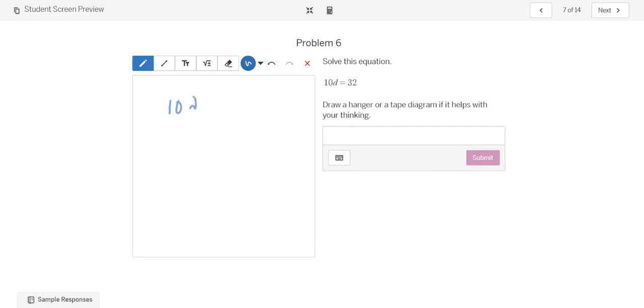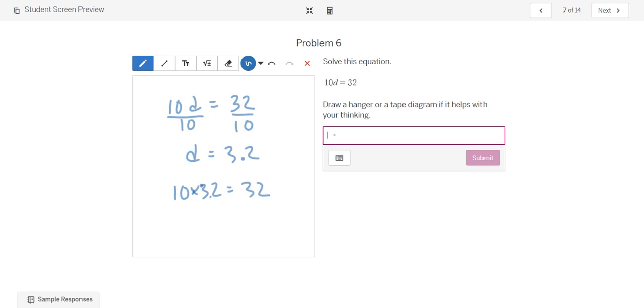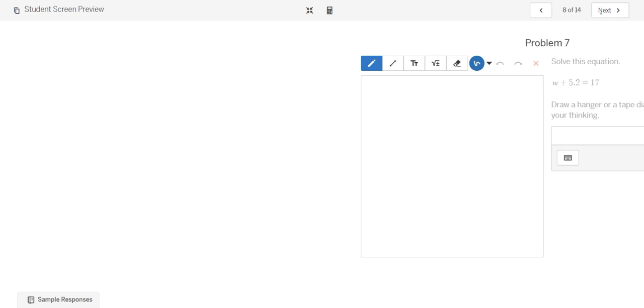10d equals 32. The d is the variable. They're multiplying by 10, so we're going to divide by 10, and I get that d equals 3.2. To double check that, 10 times 3.2 equals 32. 3.2 was the answer.